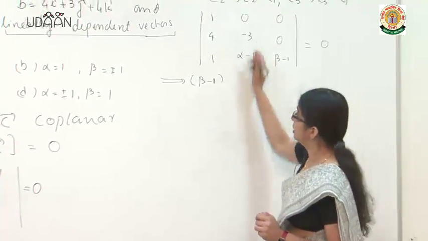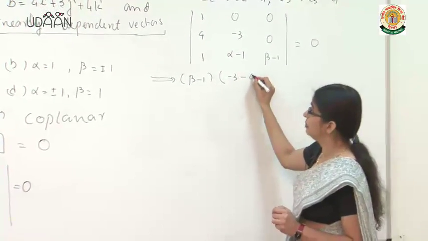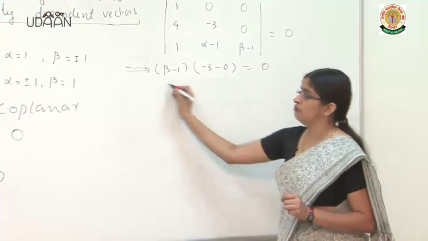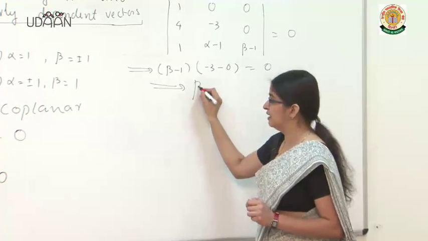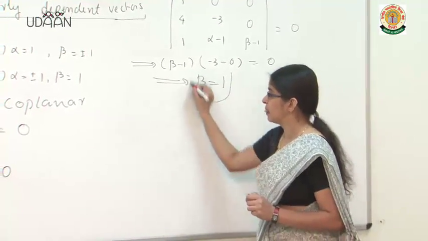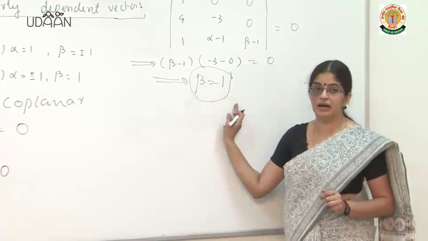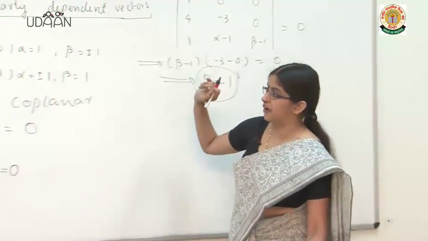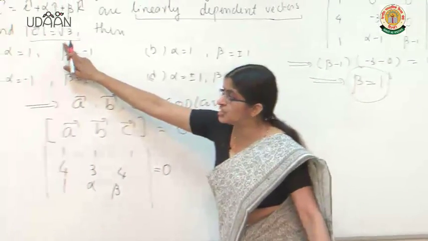Expand it along the third column, you will be getting minus 3 minus 0 equal to 0, which gives you the value of beta as 1. So, we got the value of beta as 1. How to find alpha? One more condition is given.